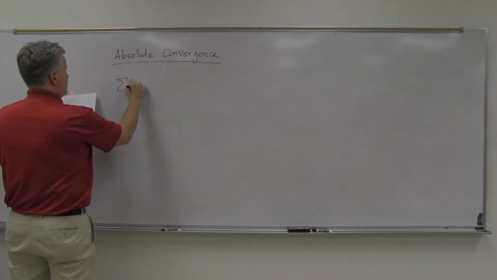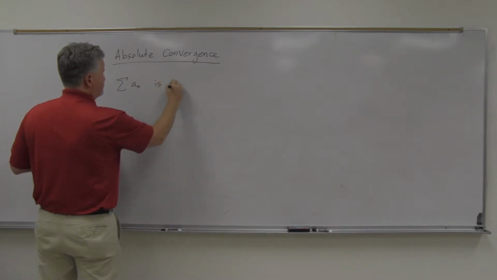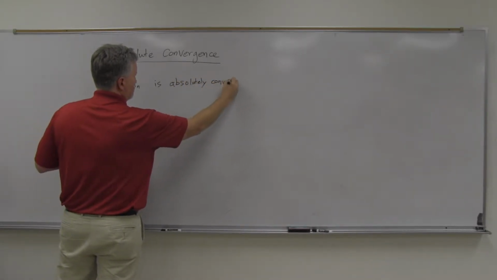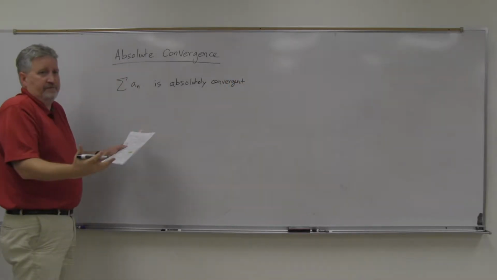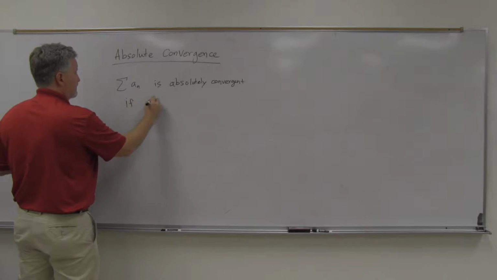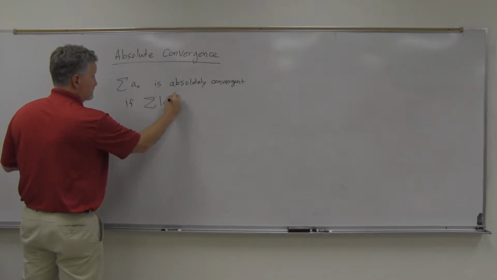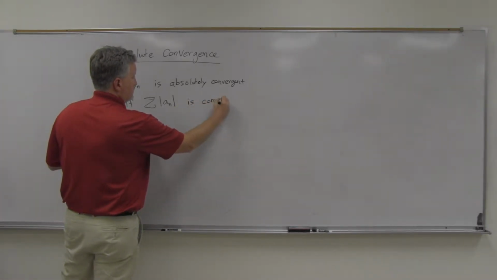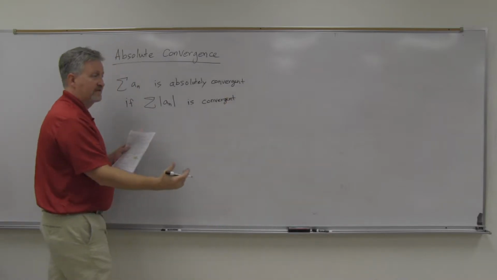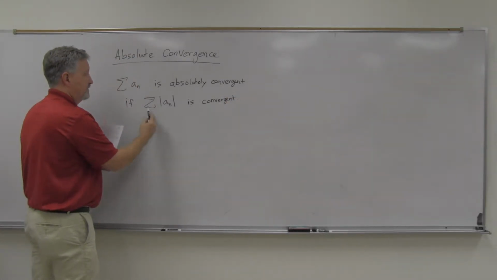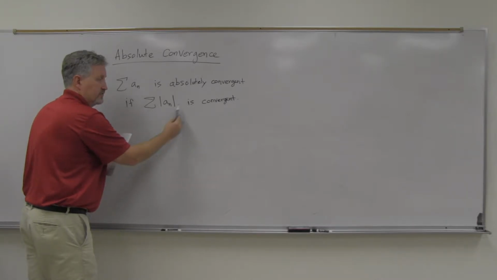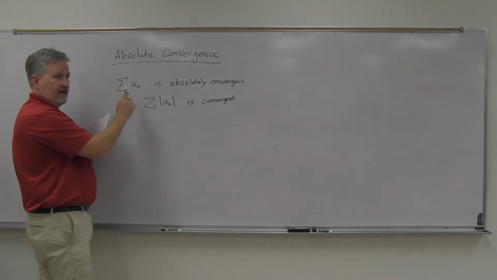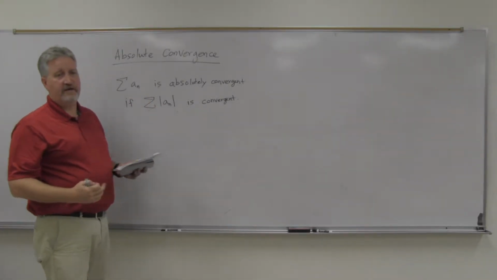The series a sub n is absolutely convergent, which is a stronger type of convergence, if the series of the absolute values of the a sub n's is convergent. So you can see why the name is given there, because you're showing the series of the absolute values is convergent. If that series is convergent, then this series is said to be absolutely convergent.